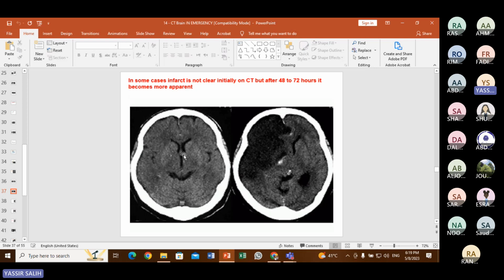This is CT for the same patient which was done earlier. يعني there is a subtle، تحس انه في المنطقة دي slightly hypodense، لكن it can pass as normal. لكن this CT done later after 72 hours demonstrates well organized infarction. بقت clearly defined, well demarcated hypodensity.